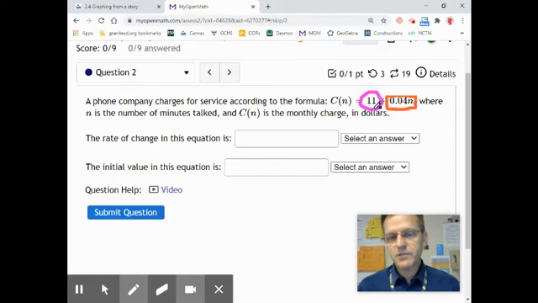Now, electricity bills and gas bills and water bills work this way, where you have a monthly fee, and then you pay a certain amount for how much you use. So you can think of it as not phone company, but something else.